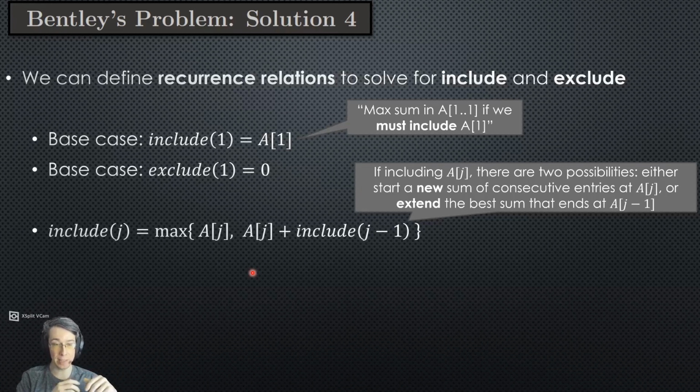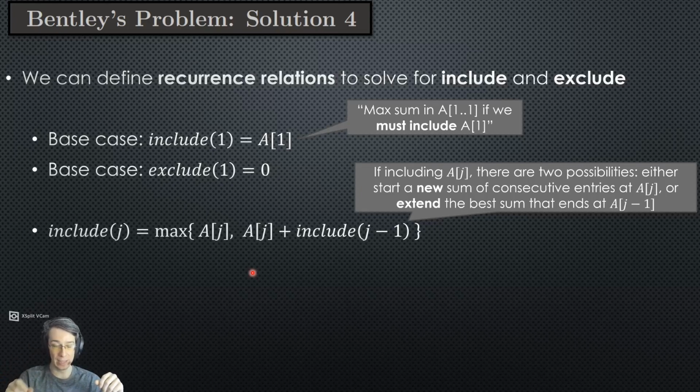And these are really the only possibilities for an optimal solution to include j. Remember, include j has to be the maximum sum we can get using the array prefix a 1 to j using a subinterval of that array prefix. And in particular, we have to include a_j, so it has to be a suffix. So either there's some sum that we're going to extend using a_j, or we're going to start a new sum starting at a_j.